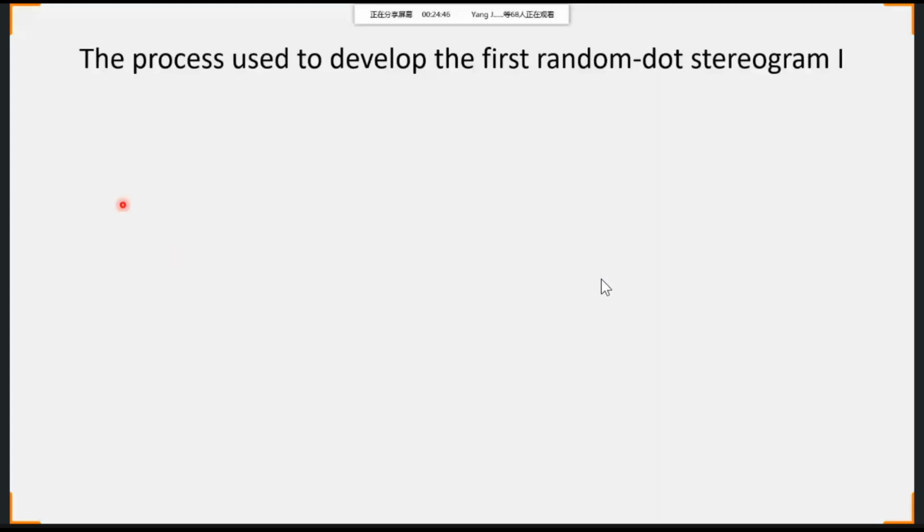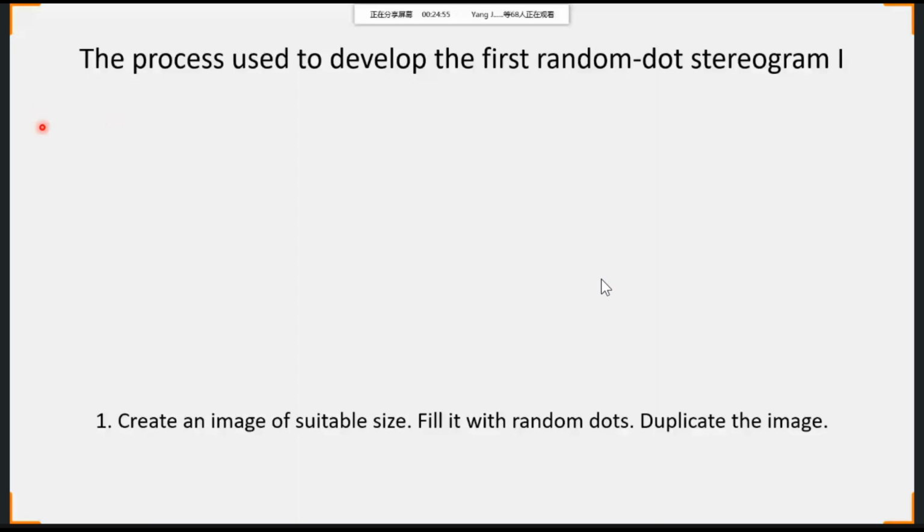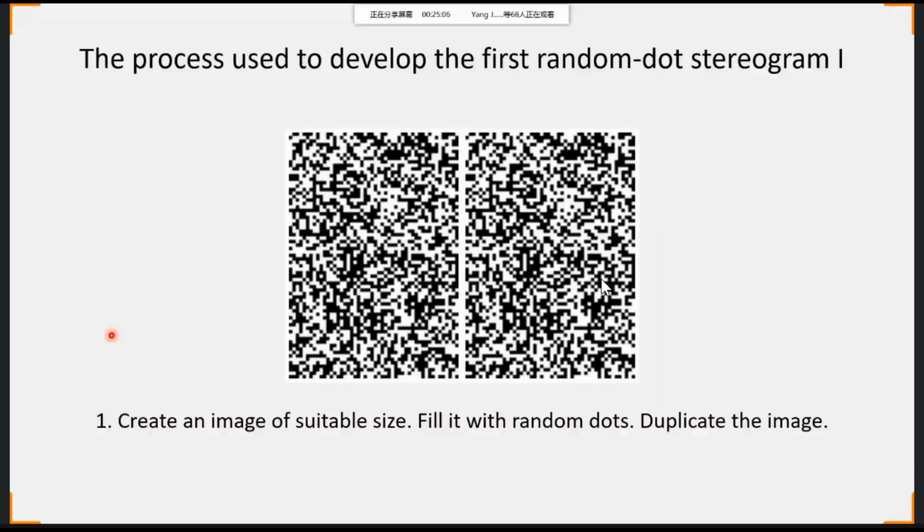And there is a nice example. I think that one is from Wikipedia. And here you see how this works. It's very, very simple. So first of all, you can create an image. The only criterion is that it's of a suitable size and it contains random dots. Therefore, it's a random dot stereogram. Then you duplicate the image. So these two images, the left and the right, they are identical. This is the first step.